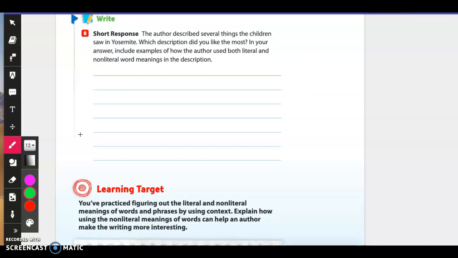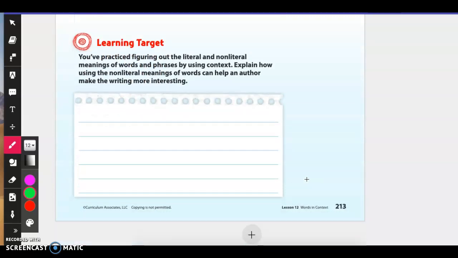This is your short response. The author describes several things the children saw in Yosemite. Which description did you like the most? You need to write down what you liked the most. In your answer, include examples of how the author used both literal and non-literal word meanings. Literal means the real meaning. Non-literal means they say something that really means something different.